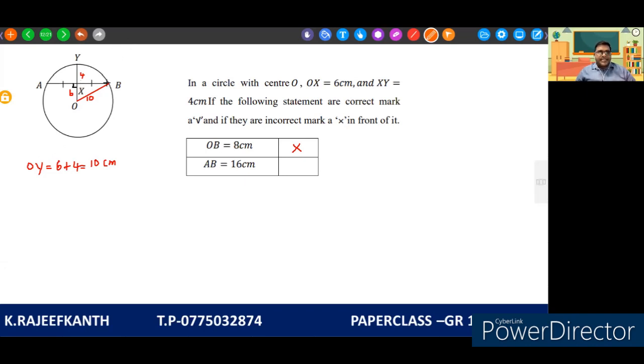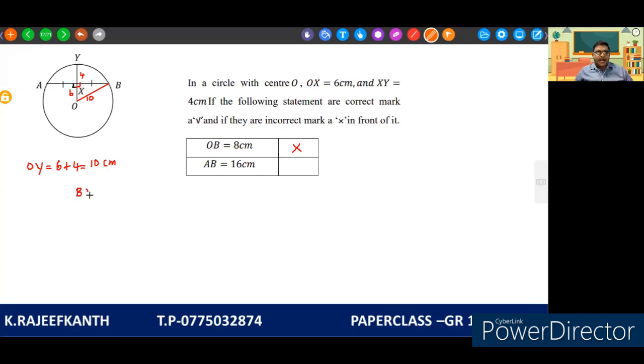So first, this XBO is a right angle triangle. This is the 90 degrees. So we have to find the length of BX first. Here in this triangle, we already know the length of two sides. Then if we know the length of two sides, we can find the third length of that triangle by using the Pythagoras relationship. So after finding that BX, here we know that BX and AX are equal. So we can find the length of AB.